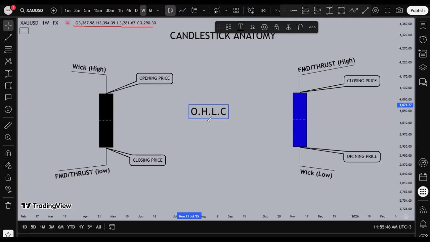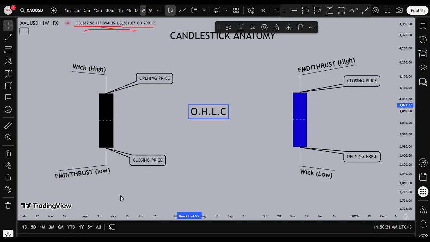Well, it's simple. The O stands for the opening price. Okay. The H stands for the high of the price. The L stands for the low of the price, and the C stands for the closing price. So if you see this data here, the O is the opening of the price.